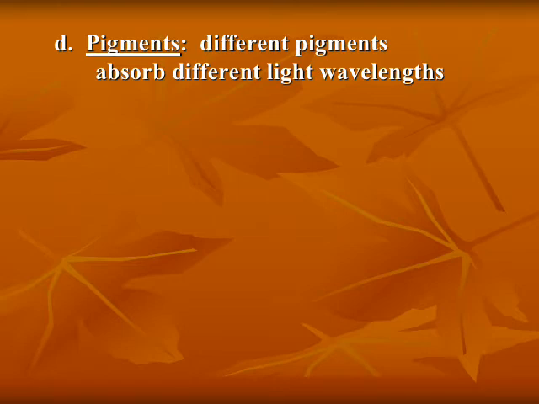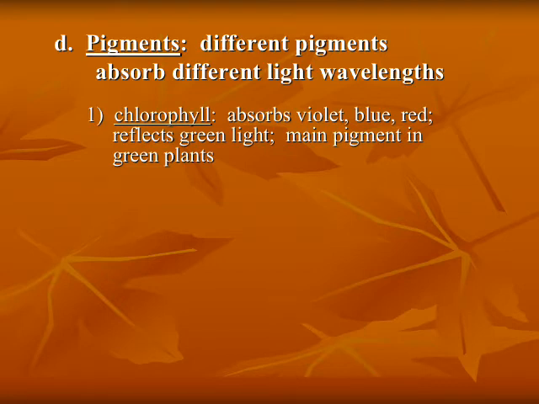Different pigments in plants and other organisms that undergo photosynthesis absorb light wavelengths at different spectra. So for example, we have chlorophyll, which is the pigment that's most commonly known. And chlorophyll absorbs the spectrum in the violet, blue, and red, but it reflects green light. It is the main pigment in green plants, and that is why plants appear green to us. And we'll talk more about that in just a minute.